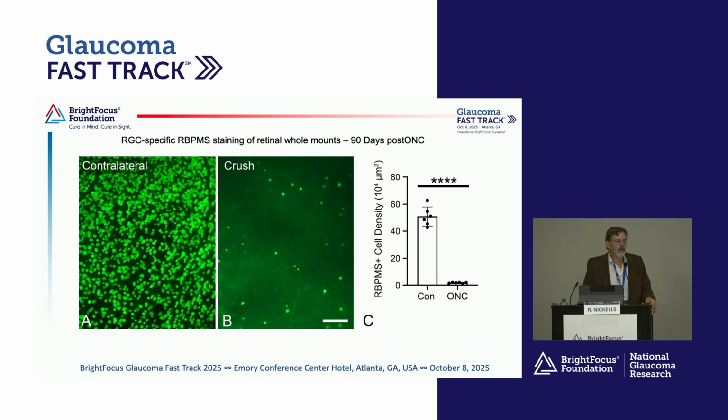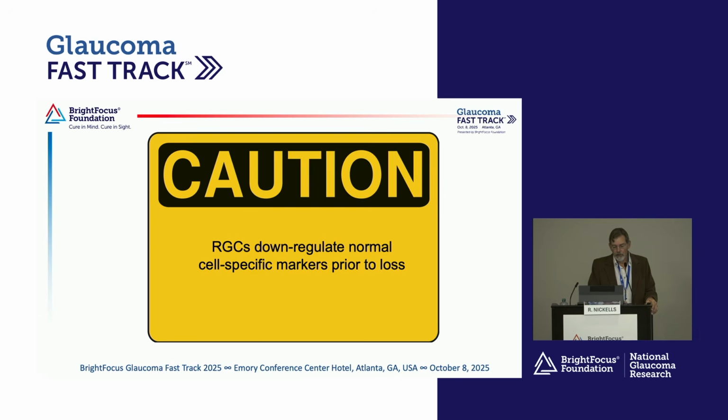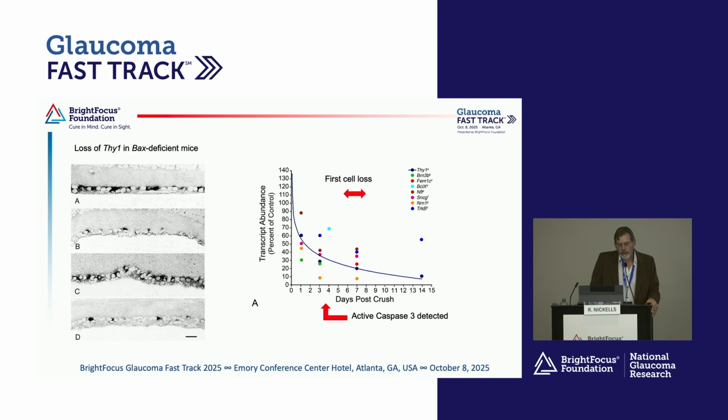But there are some caveats on how you use this model and how you evaluate the pathological effects. So I have some caution flags in this talk, and the first one is that retinal ganglion cells downregulate normal cell-specific markers prior to loss. So what do I mean by that? Again, this is studies where we had counted the loss of cells in the ganglion cell layer using DAPI stained images. We thought, well, maybe we could use a marker of ganglion cells to quantify ganglion cell loss.